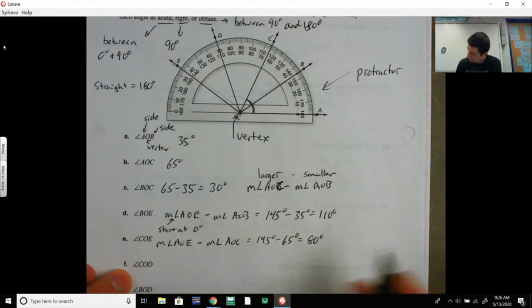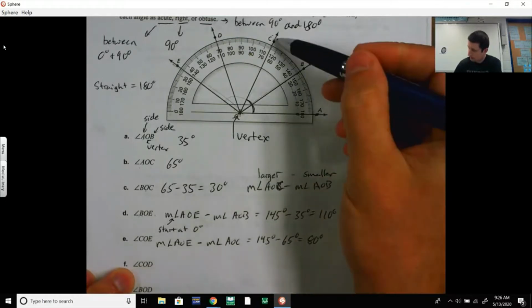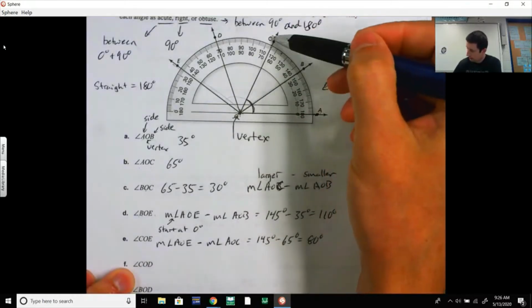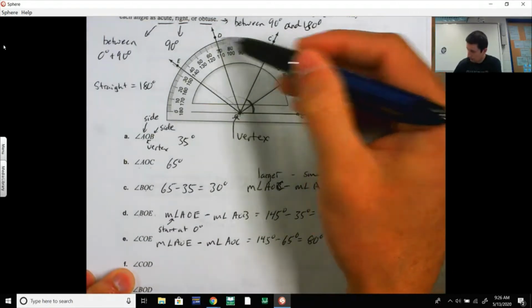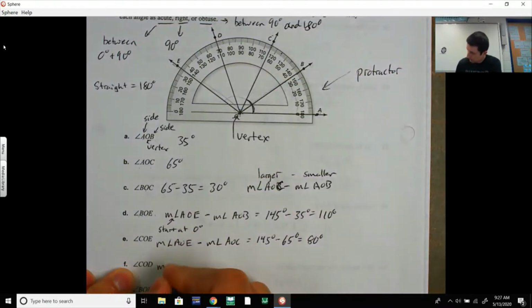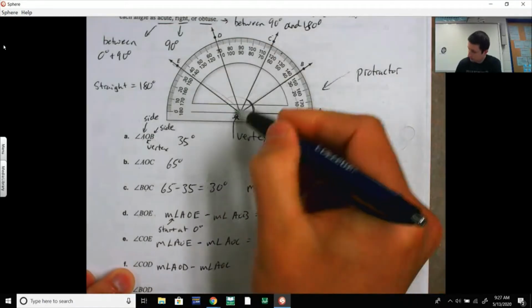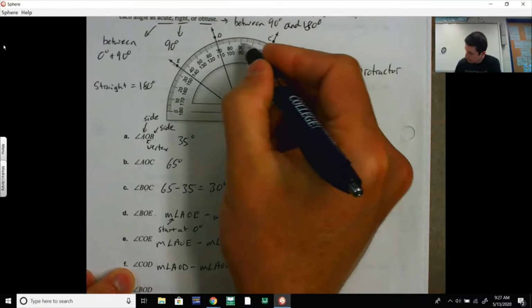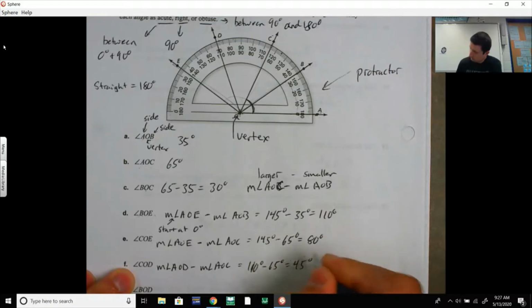Angle COD. We'll go back and do the acute, right, obtuse when we're done here. Angle COD. Okay. So we can kind of count through there, 10, 20, 30, 45. Probably should be 45 degrees if we're counting it. COD, I need the measure of angle AOD minus the measure of angle AOC. So AOD would be 110 degrees minus AOC we know to be 65 degrees. So that would be 45 degrees.